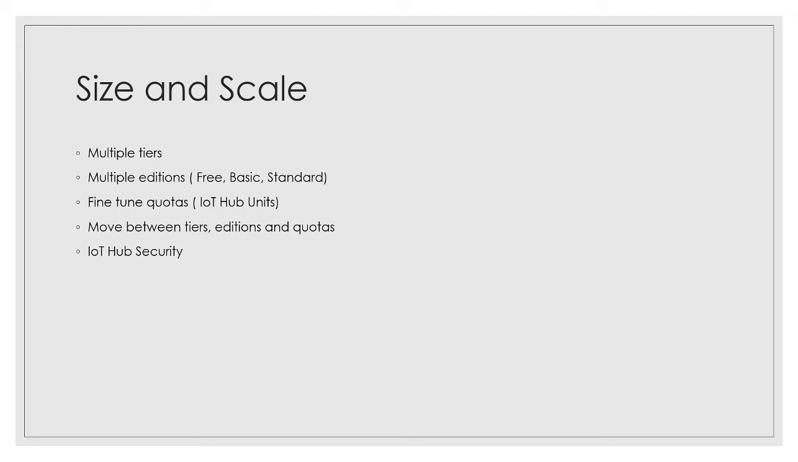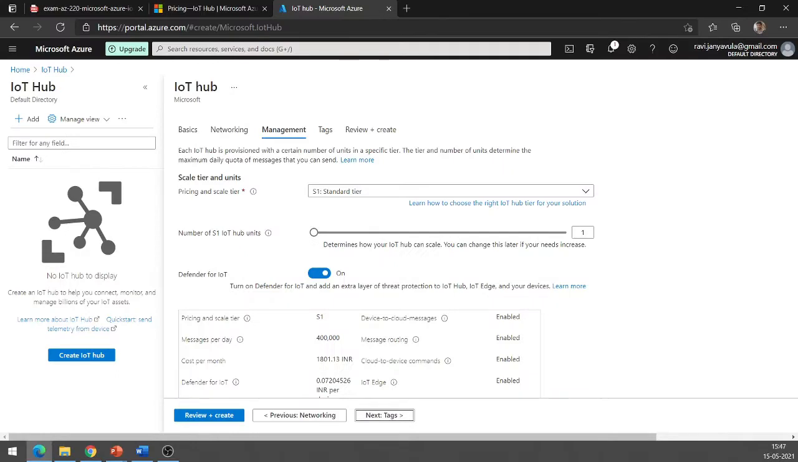Okay, and then we have quotas, that is IoT hub units. So again, if you are selecting the B1 or S1 tier, inside that tier how many units you want to have. IoT hub security, so we can even enable security options like using Azure IoT Defender. We will be seeing that. Let me switch back to our Azure portal.